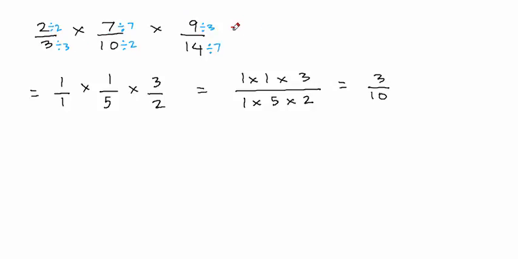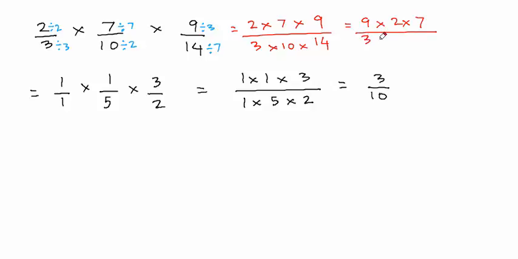Well, the answer lies in the fact that at the end of the day, the fraction is 2 times 7 times 9 over 3 times 10 times 14, and because the order doesn't matter in multiplication, we call it the commutative property of multiplication. You can multiply numbers in any order. Therefore, this could have been rewritten as 9 times 2 times 7 over 3 times 10 times 14.